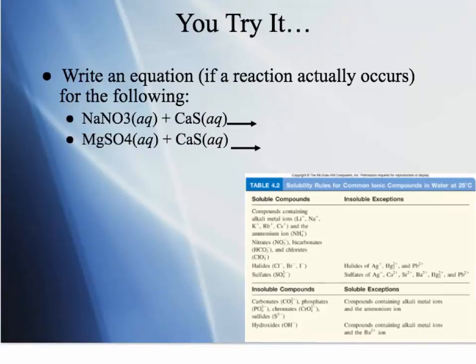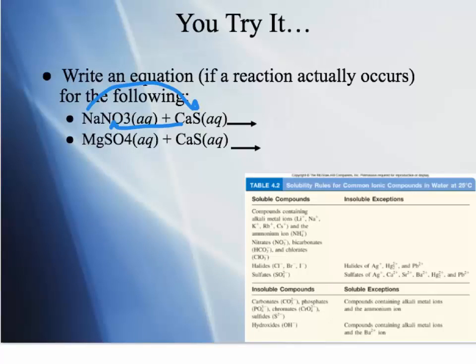All right, so I'm back. Here we go. Sodium nitrate and calcium sulfide. These are both aqueous solutions to start with, and we have to figure out if they're going to have a chemical reaction take place or not. So we start out with two compounds. That means they're going to switch partners. Na is going to go with S, and calcium is going to drop S and go with NO3.